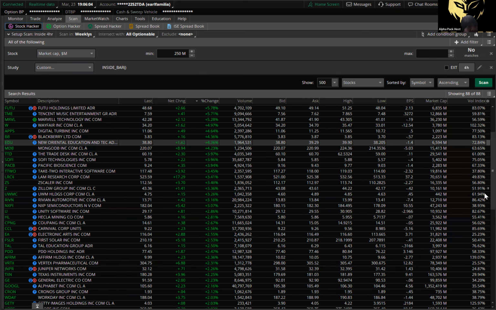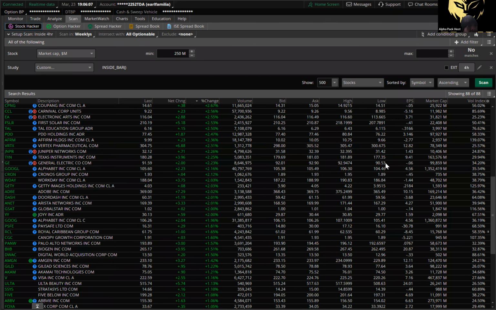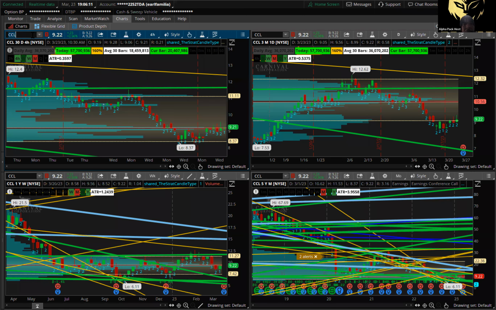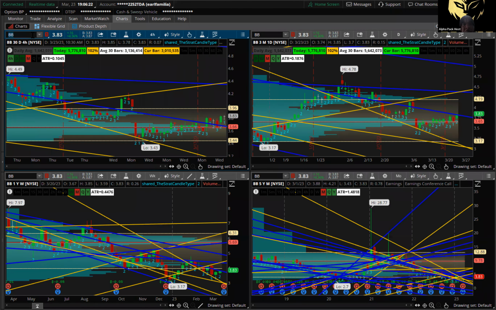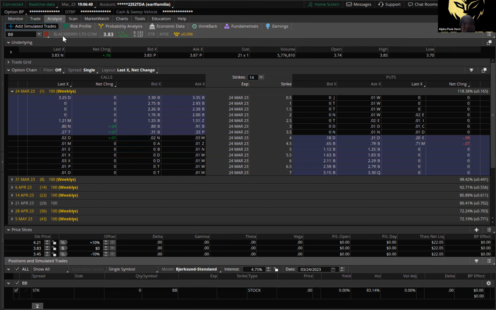Let's see BlackBerry. Take a look. Let's take a look at CCL. Some range expansion happening on that one. I'm gonna let that kind of figure itself out over there. BlackBerry. Hey. 312 Chicago. Could continue tomorrow. I don't know if I would be looking for like 0-day contracts on it though.